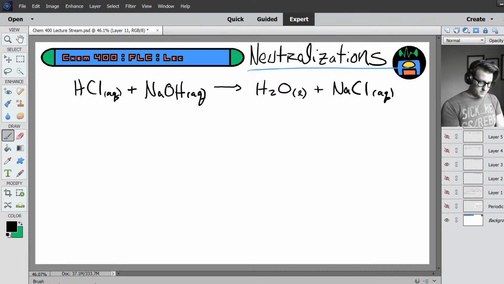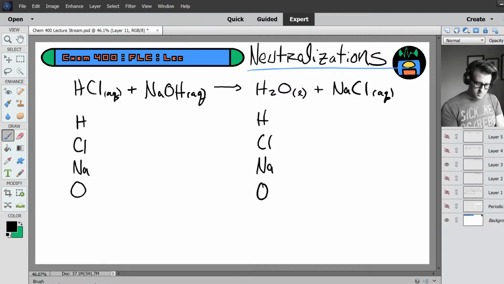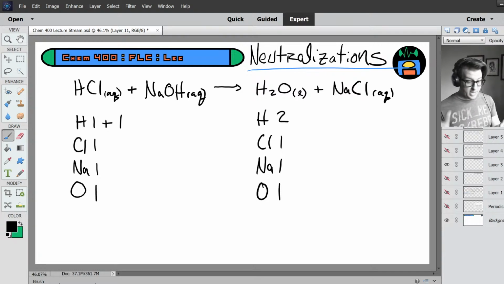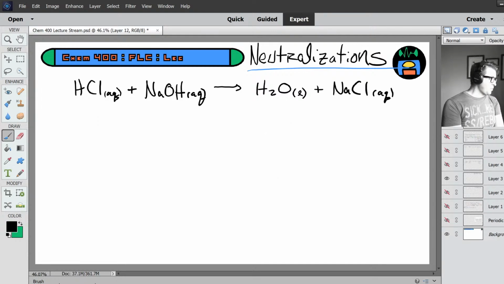All right, so we have hydrogen, chlorine, sodium, and oxygen. We have 1 + 1 hydrogens, right? 1 from HCl, 1 from sodium hydroxide. On the reactant side, 1 chlorine, 1 sodium, 1 oxygen. On the product side, we have 2 hydrogens, 1 chlorine, 1 sodium, 1 oxygen. So we're balanced. We have our balanced chemical equation. Part A is good to go.